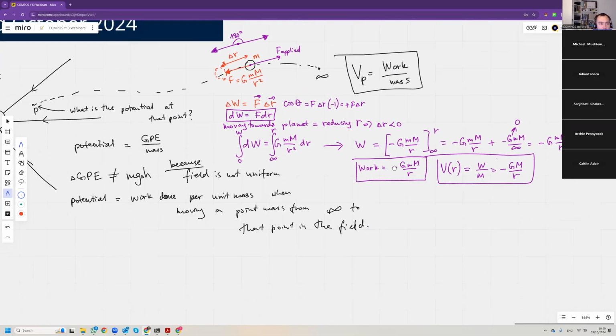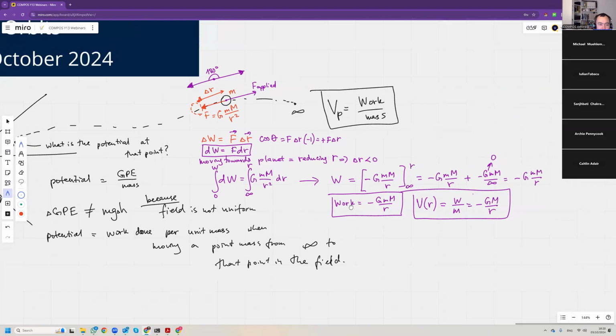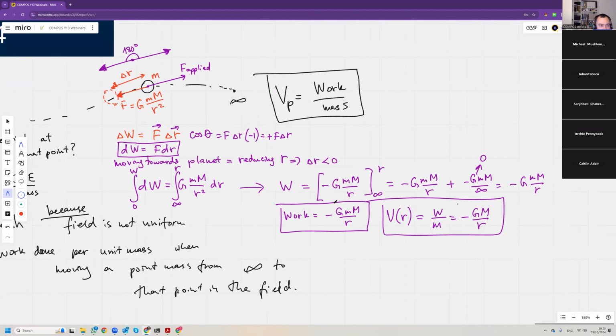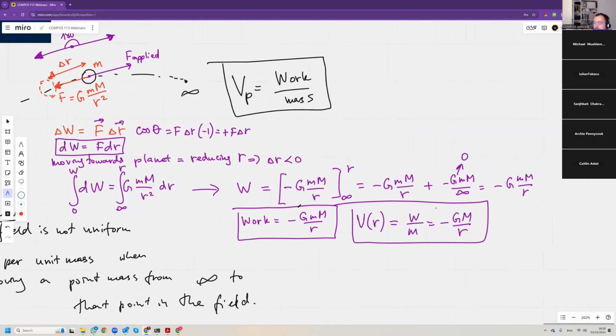Okay, how well do you understand the derivation? Do you think you would be able to derive the same thing by yourself? If you just close the screen, do you think you can do this by yourself?